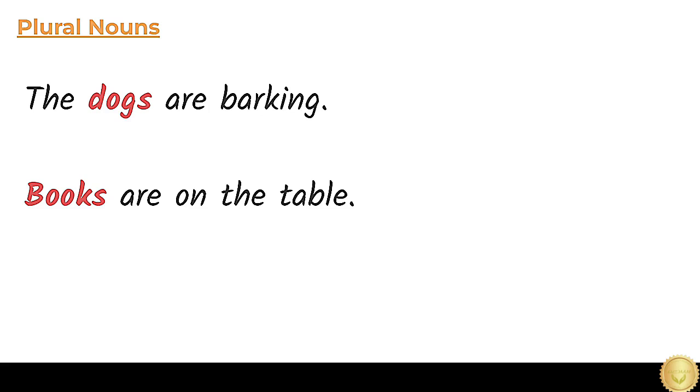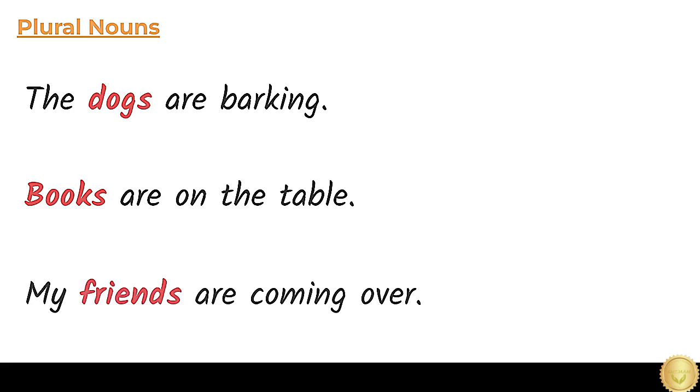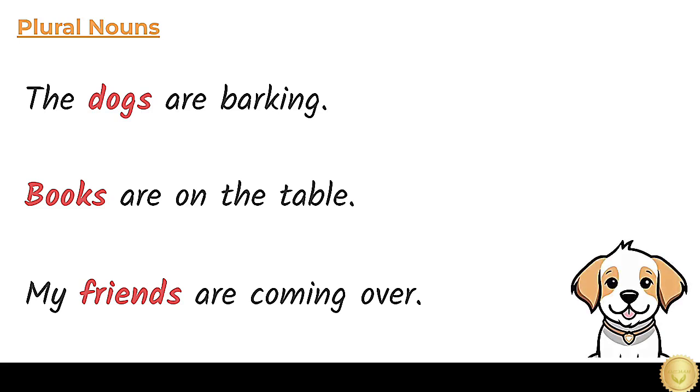The next one, books are on the table. That added S. How many books? How many dogs? Well, there is more than one. We're not sure how many. We haven't been given a number. It's not too specific, but that's okay. Nevertheless, we can still decipher that there are more than one. So that makes it a plural noun. And again, we've added the S to friend. So my friends are coming over. Okay, there we go.